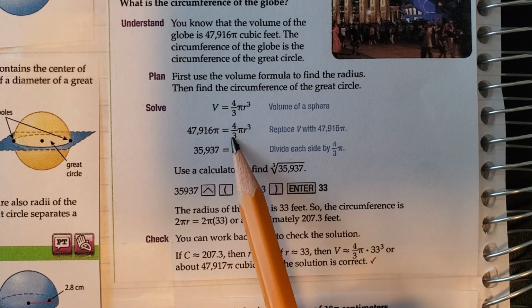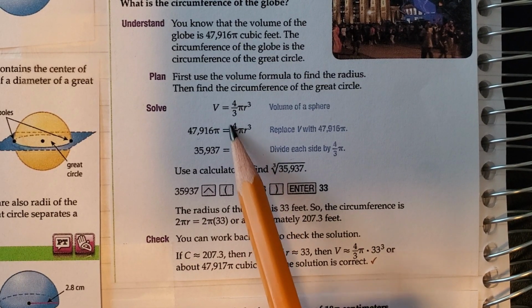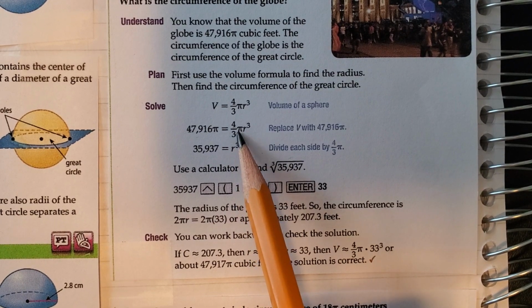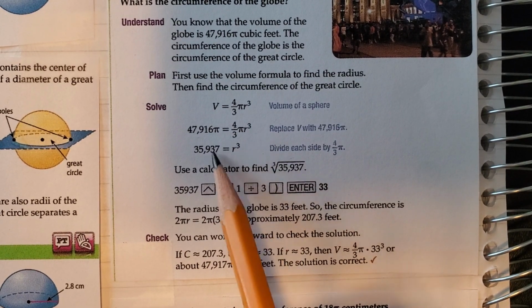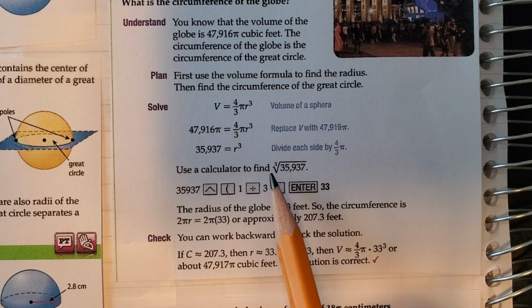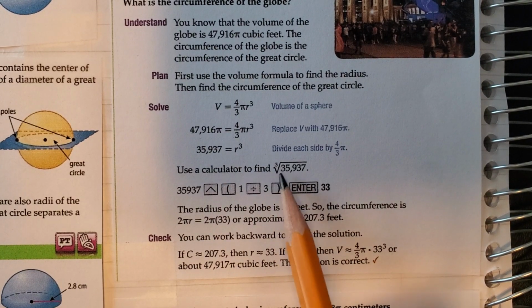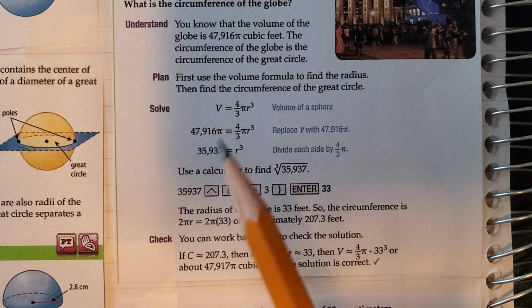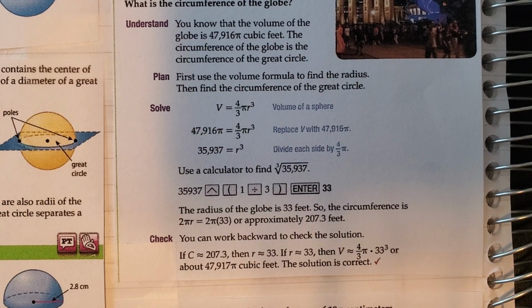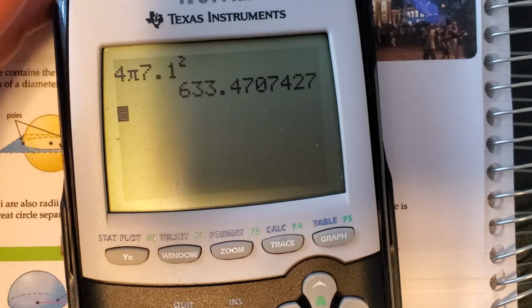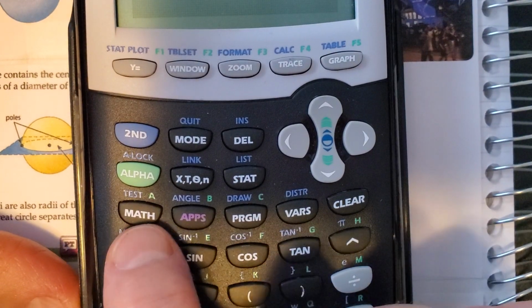How? Multiply both sides by 3/4, the reciprocal, divide by pi, and then from there, we take the cube root of 35,937. Now, on a graphing calculator, where is that? The cube root is found in the math key. So here's your math key.